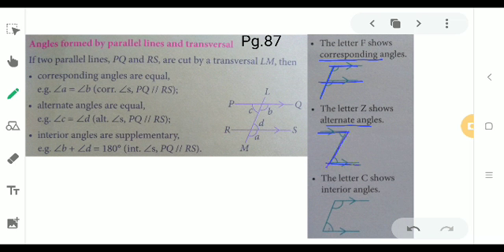And the last one is the interior angles. The interior angle forms the letter C. As you can see here, these are the parallel lines and this is the transversal. Now, these letters can also be inverted. For example, F looks like this, an inverted F, and the Z can look like this one. Alright, and the C may look like this.